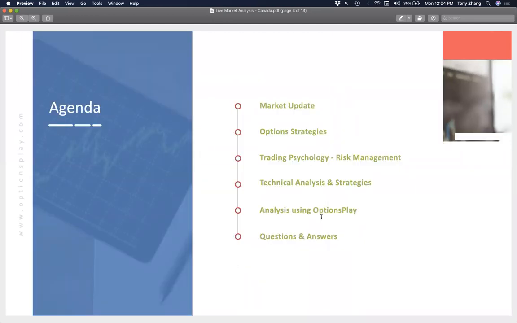But first thing we're going to do is talk a little bit about the market update. The point of these live market analysis sessions is to take what we've learned and apply it to the current market. So we're going to start off by giving you a little background on what we currently see in the markets, specifically what type of option strategies we believe are suitable for this type of market environment, and then talk through a review of what we learned over the past few weeks, which is trading psychology and technical analysis.